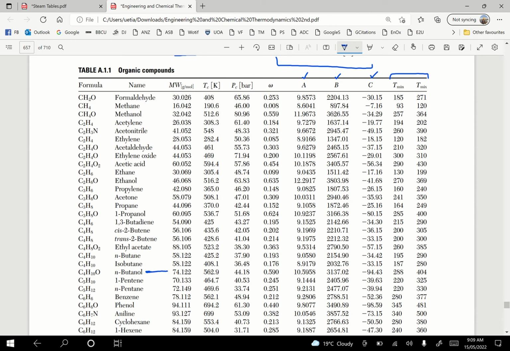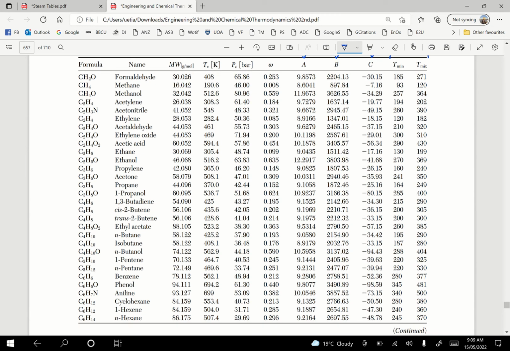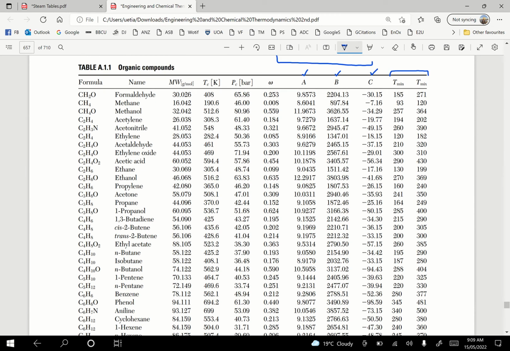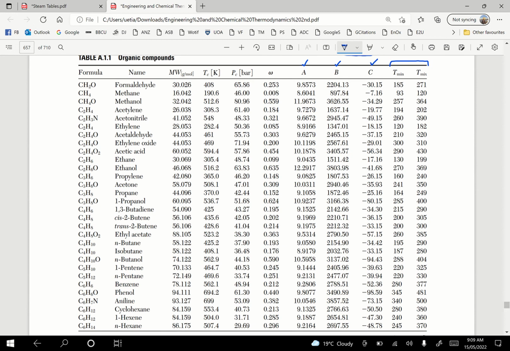And the molecular weight is 74.11. So please note down this. Sorry, it's N-butanol, sorry for this, not N-butane. We're looking for N-butane, which is this one. Please note down molecular weight 58.122. So this is molecular weight.